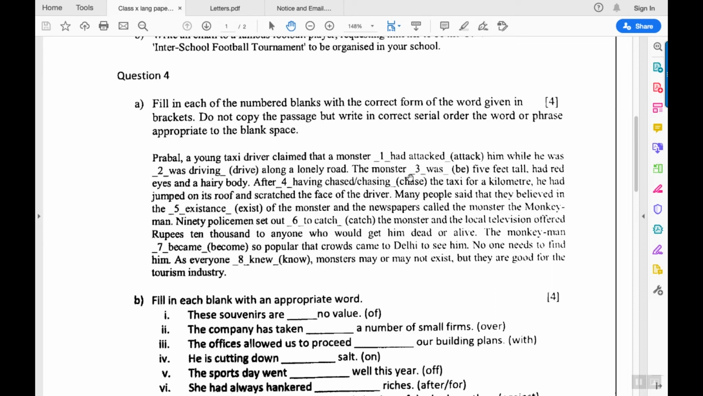The monster, B means was 5 feet tall. So a monster he saw at the time, so was, had red eyes and a hairy body. After having chased the taxi for a kilometer, he had jumped on its roof, and scratched the face of the driver.